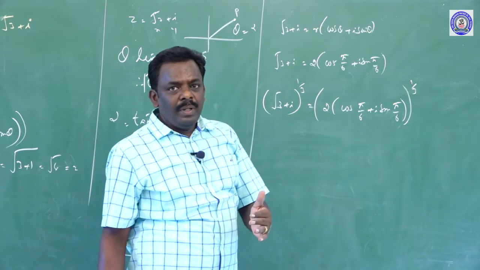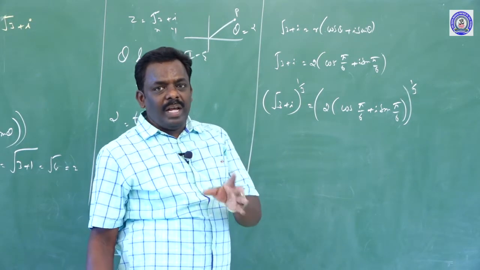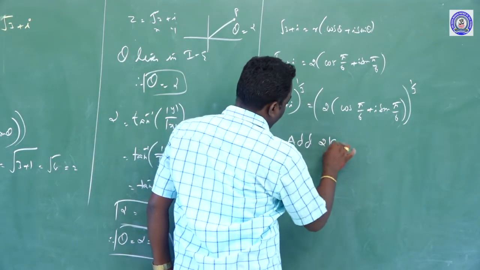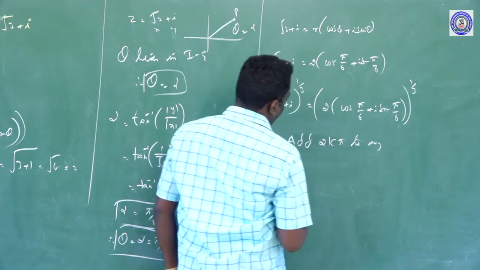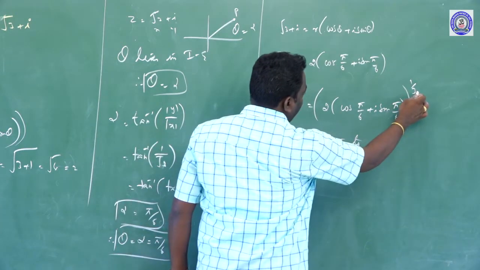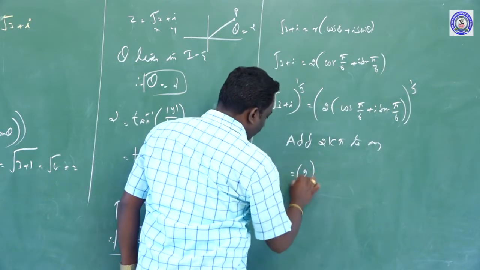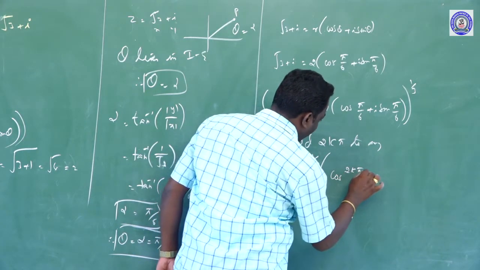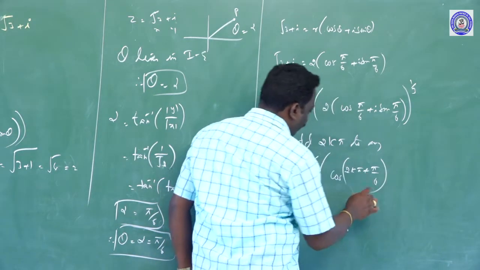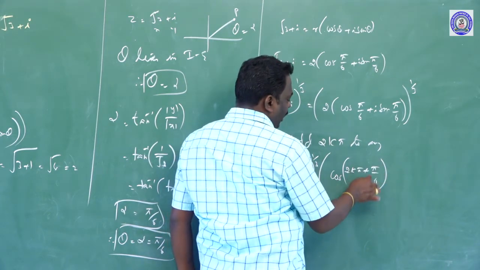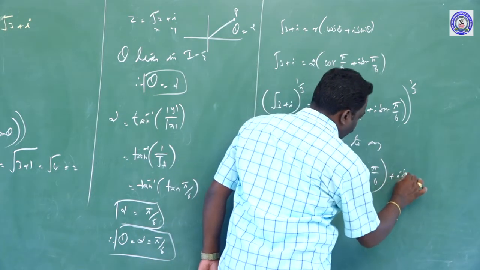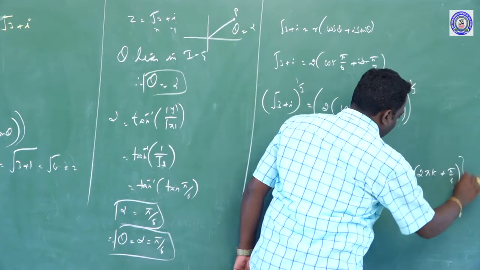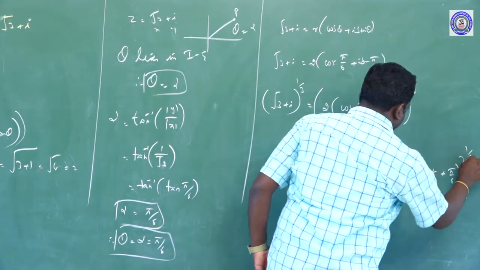What is the second step? Yes, correct: we add 2k pi to the argument. Therefore adding 2k pi to the argument, it is equal to 2 power 1 by 3 into cos of 2k pi plus pi by 6, plus i into sin of 2k pi plus pi by 6, with the whole power 1 by 3 remaining.